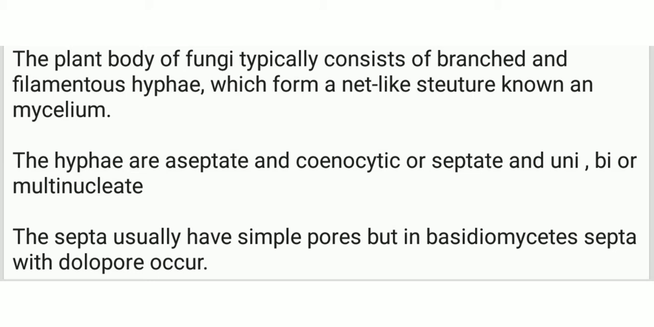Aseptate means there are no cell walls in individual cells, and they are coenocytic. Coenocytic means multinucleate, or they are septate. Septate is the vice versa of the aseptate, and uni, bi, or multinucleate. The septa usually have simple pores, but in basidiomycetes, septa with dolipore occur.